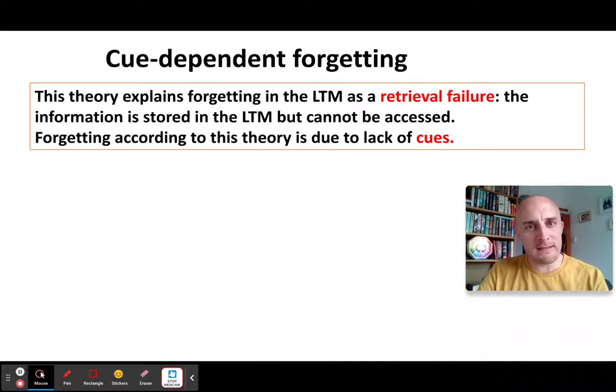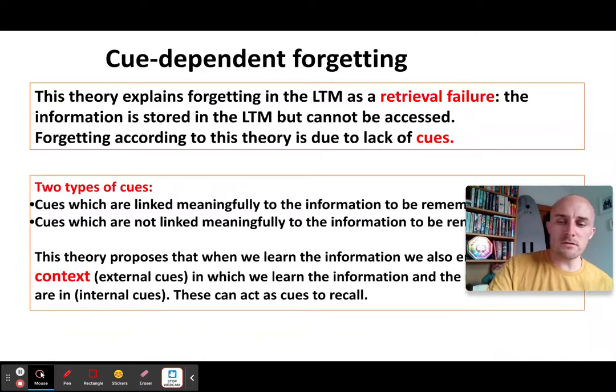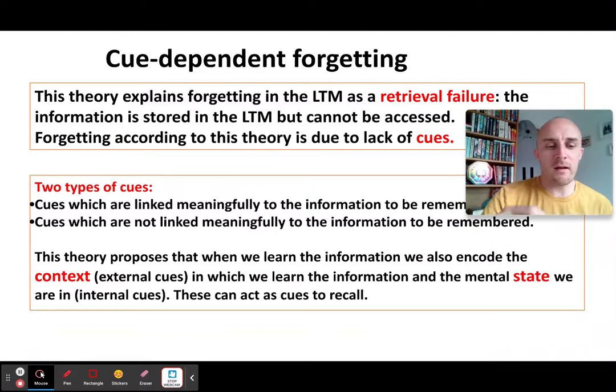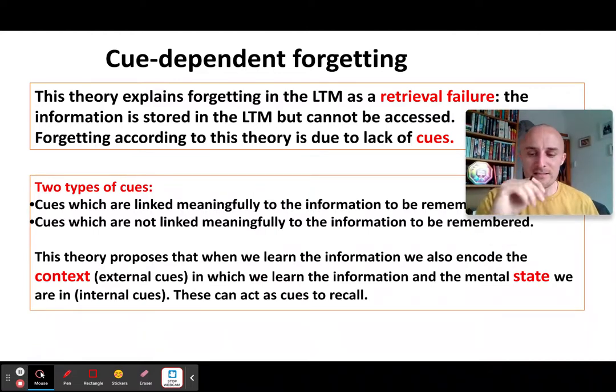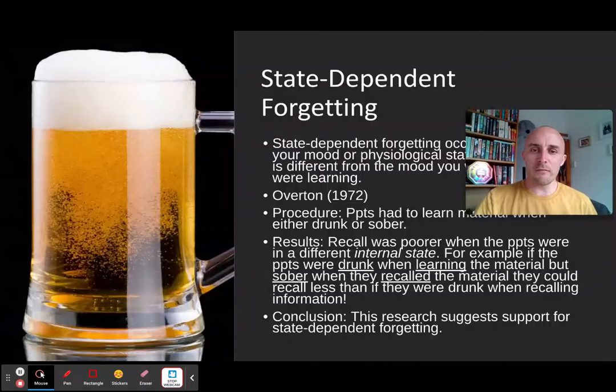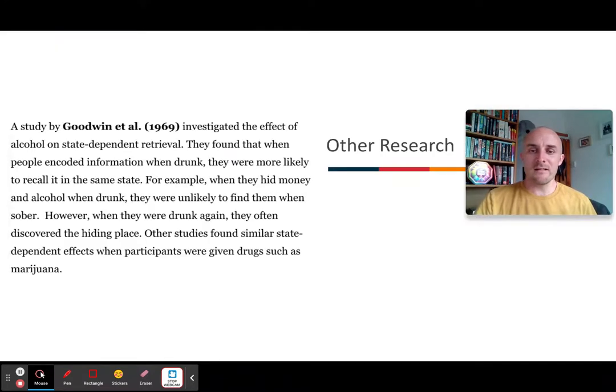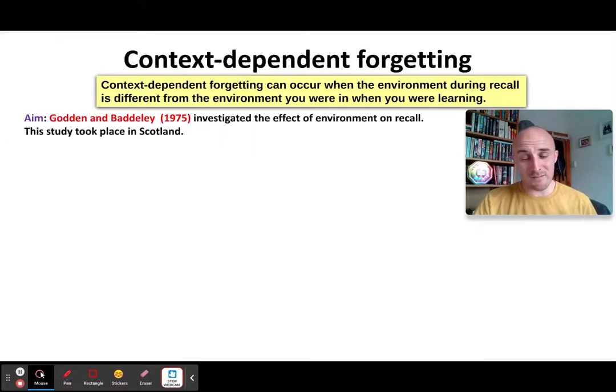This is why you do not sit your exams in the room in which you learnt the information, because you would have an unfair advantage. So you are made to sit in an unfamiliar environment. The two terms you really need to know here are context and state. And I'm basically going to go through state dependent forgetting as well as context dependent forgetting.